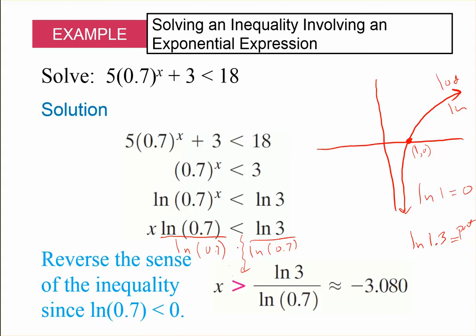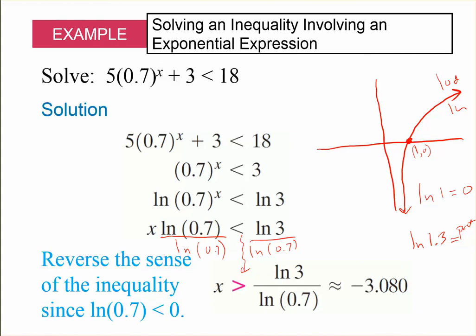Cool, so be careful there. You got to switch the inequality around. So ln of anything less than 1 is a negative number. Or ln of anything between 0 and 1 is a negative number.